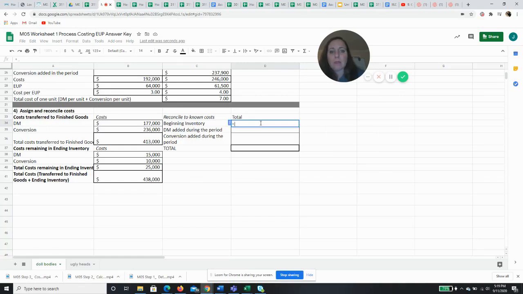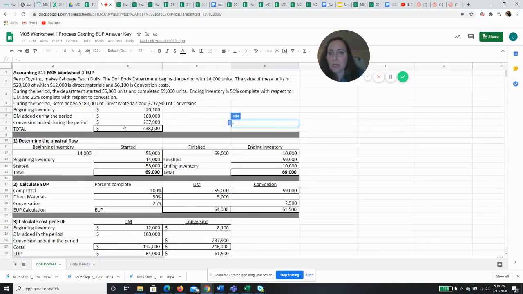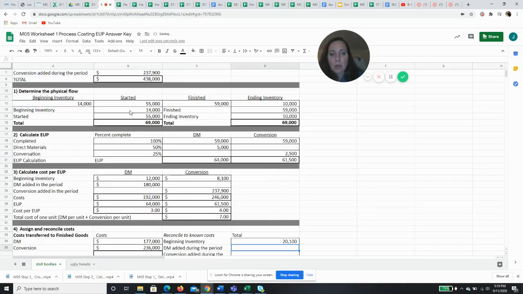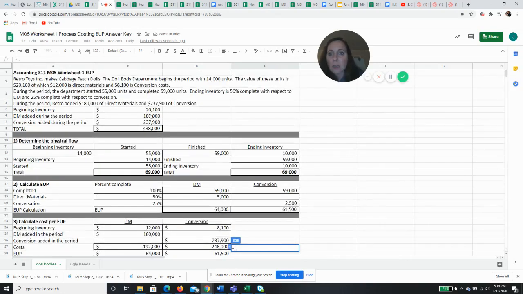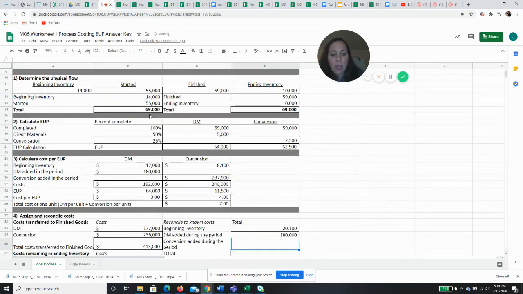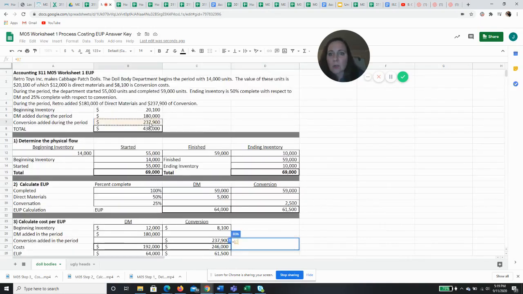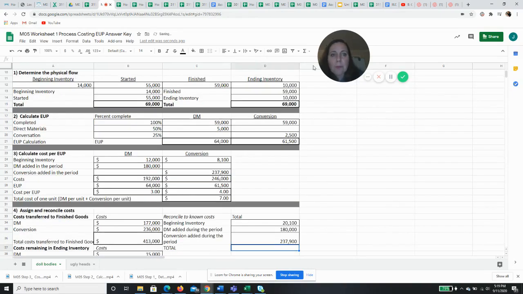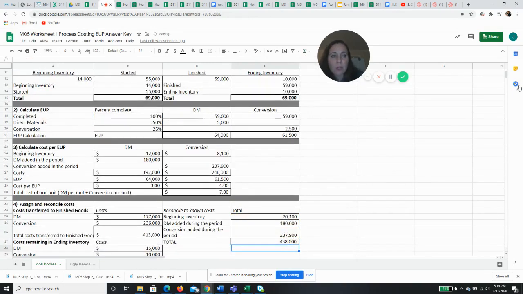All right, so our beginning inventory, I'm just going to copy these, right? I'm going to copy this. And my direct materials added during the period is 180,000. And my conversion added during the period is 237,900. I'm going to add those up. And I'm going to end up with 438,000.